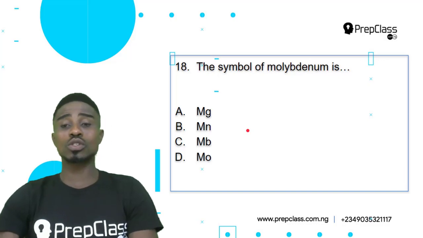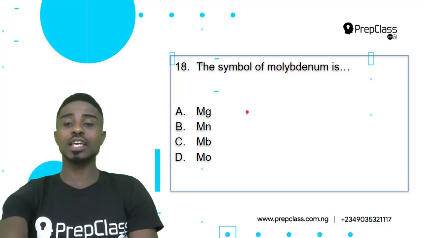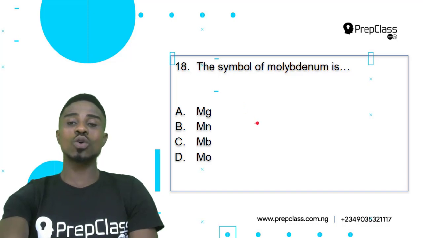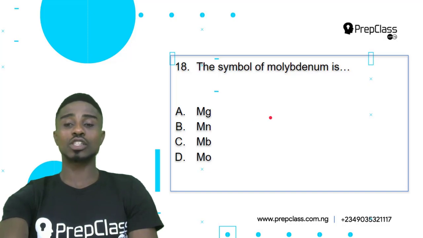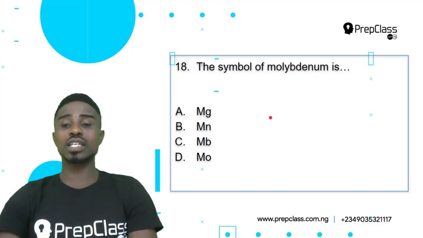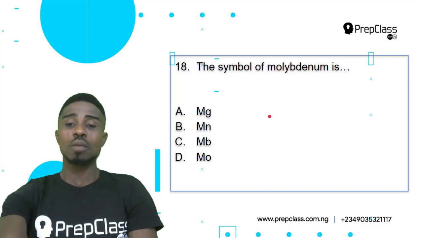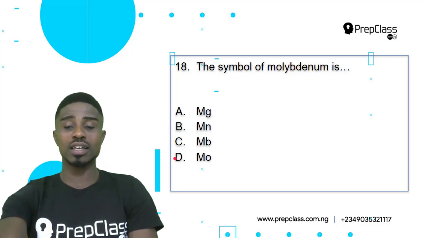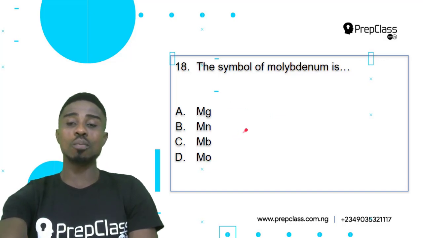It's also necessary for me to tell us that some elements make use of the alphabet from their Latin name. Take for instance sodium. Sodium is spelled S-O-D-I-U-M, but it took its symbol Na from its Latin name natrium. So some elements also take their symbol from their Latin name. But for this question, our correct answer is Mo for molybdenum.